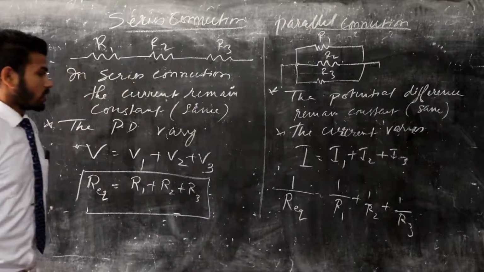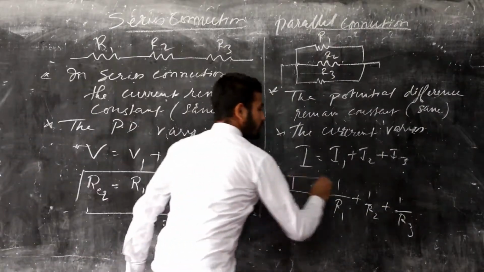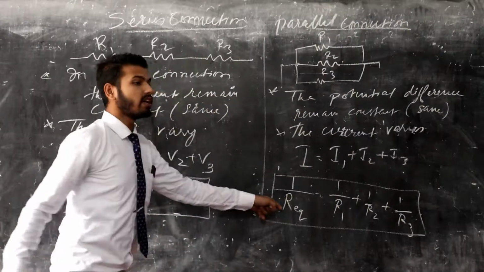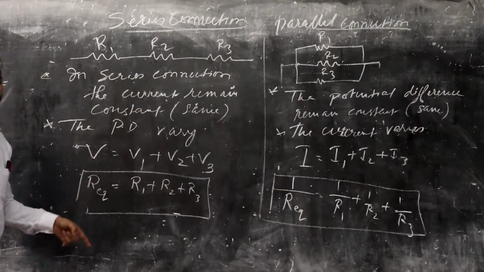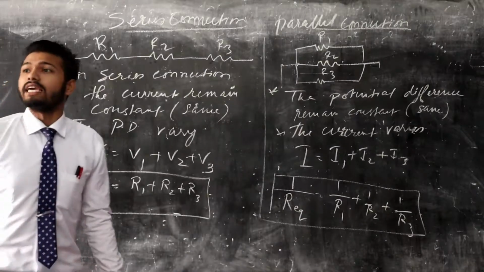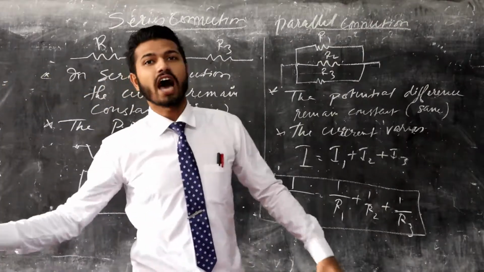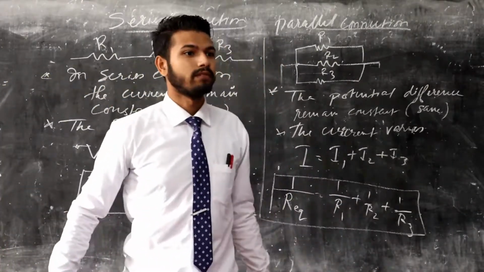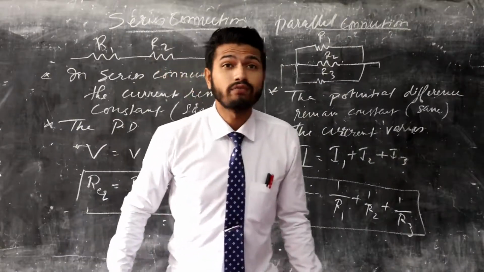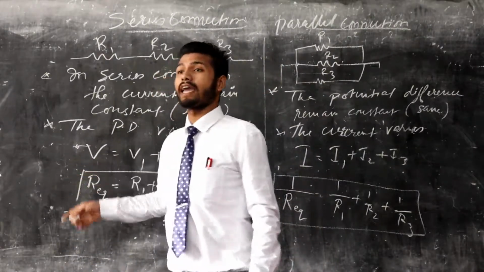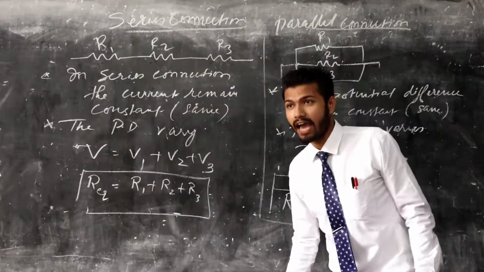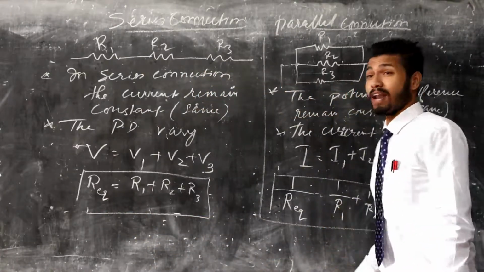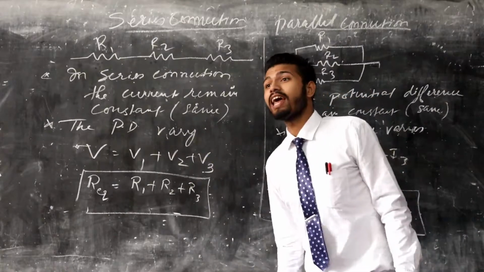Clear? So this is the difference we found. To find the equivalent resistance, we use this formula in parallel connection, but in series connection we use this formula. So my dear students, in which type of connection will you find the resistance higher, series or parallel? In which type of connection will the resistance be very high? Yes, in series connection the resistance will be very high. But in parallel connection the resistance will be very less.